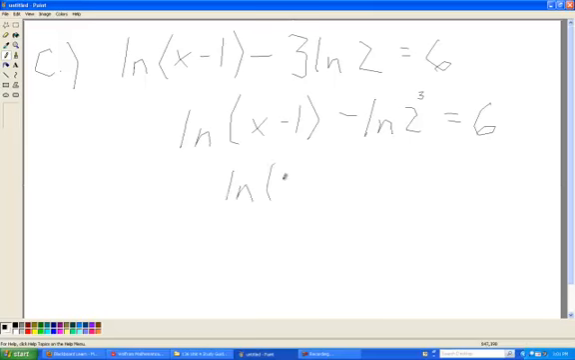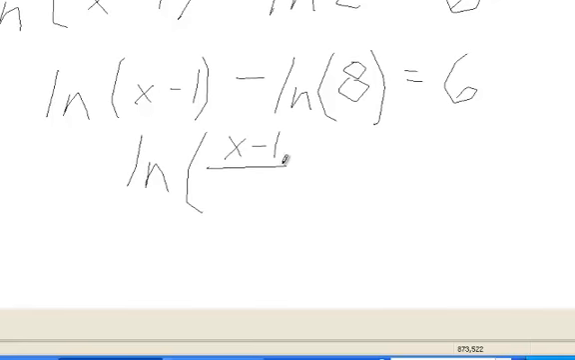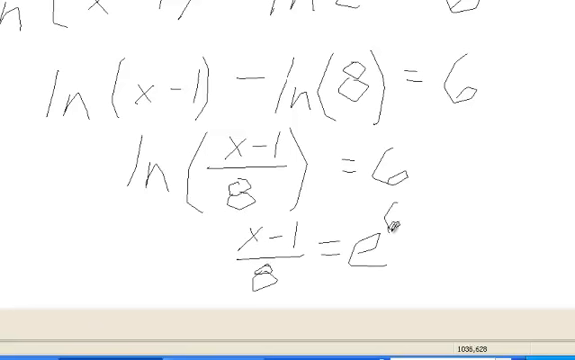Simplifying this then gives me the natural log of x minus 1, minus the natural log of 8 is equal to 6. Now we have again a difference of logarithms, rewriting that as division within the logarithm. We've got the natural log of x minus 1 all divided by 8 equal to 6. Now we've got again a single logarithmic statement that can be rewritten as an exponential statement. So this simplifies then to x minus 1 divided by 8 is equal to e to the 6th power.